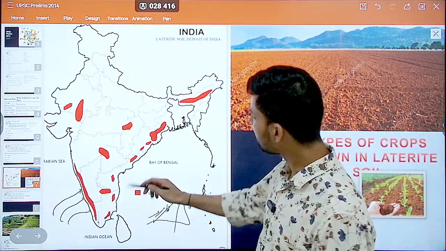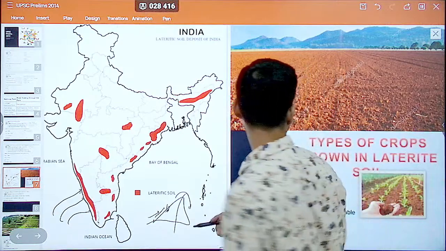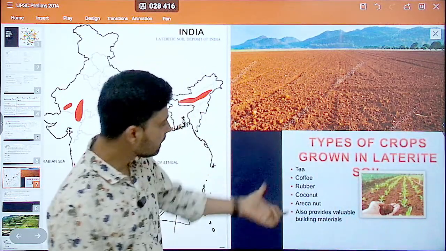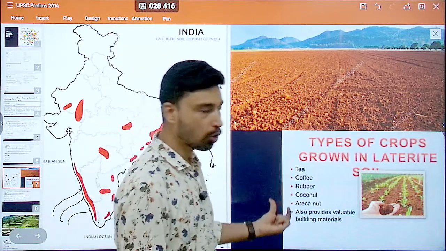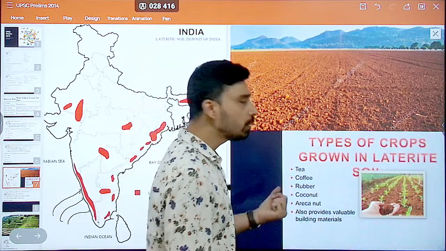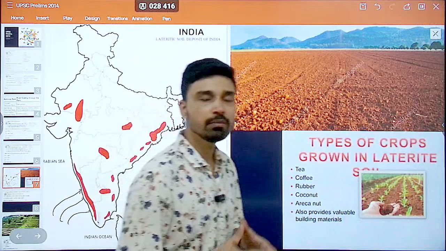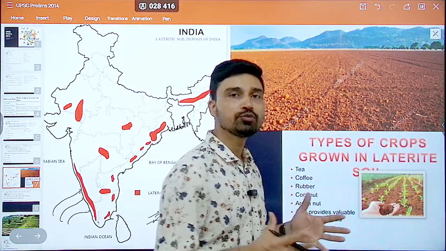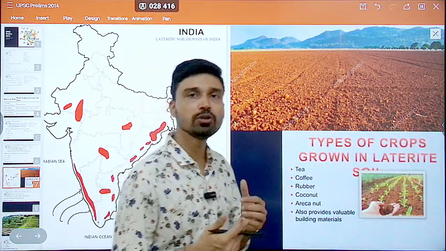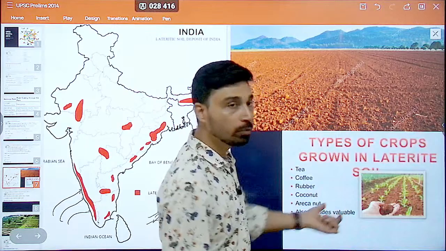Then apart from that, here and there a small concentration of the laterite soil you will find in the northeastern part of India as well. As far as the crops grown in the laterite soil are concerned, these are the major crops such as tea, coffee, rubber, coconut, areca nut, and also valuable building materials are provided by laterite soil, because the bricks that you can manufacture from laterite soil are very hard, resistant bricks because they do not undergo any further erosion, and that is why it is a very valuable building material.